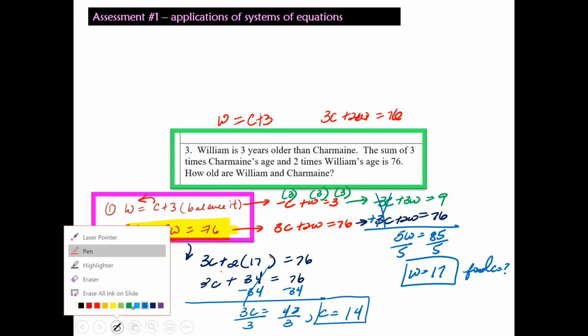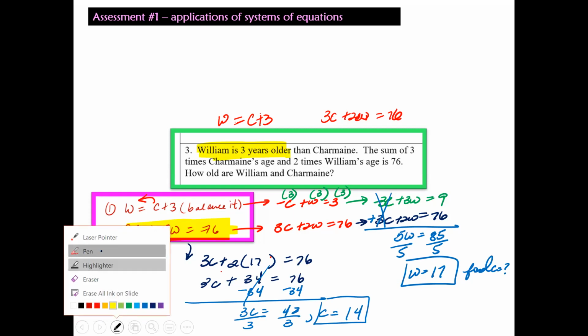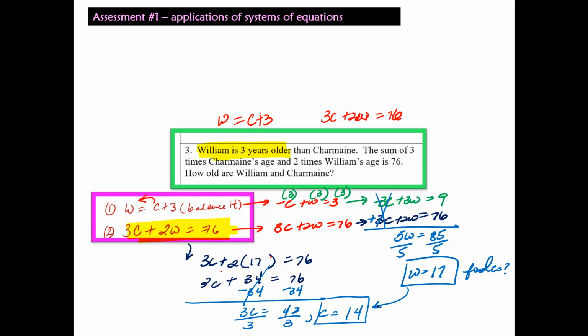Another easier way of finding this is just by reading this part. William is 3 years older than Charmaine. So if William is 17, then Charmaine has to be 14 because 17 minus 3 is 14. But it's good to check this way as well. Those are your two answers. So Charmaine's 14, William is 17.